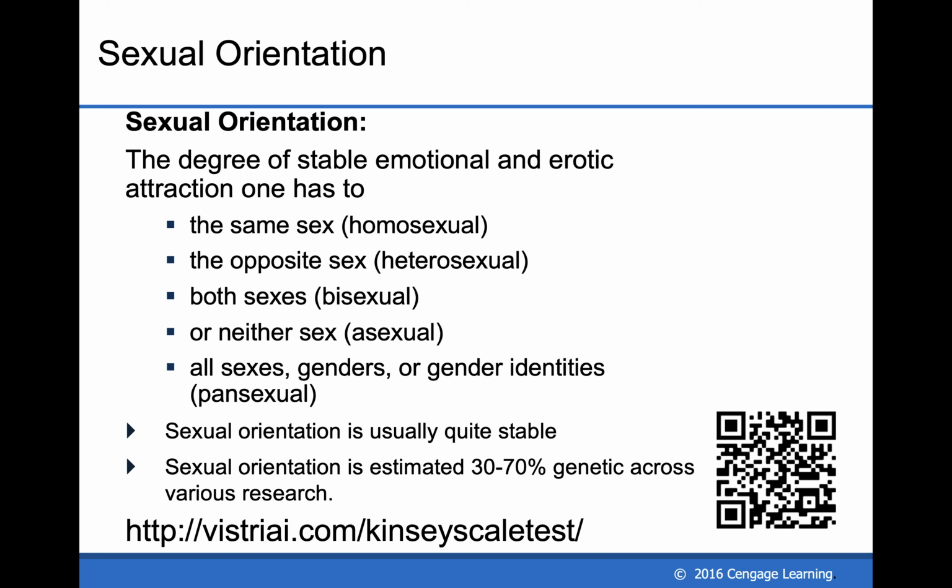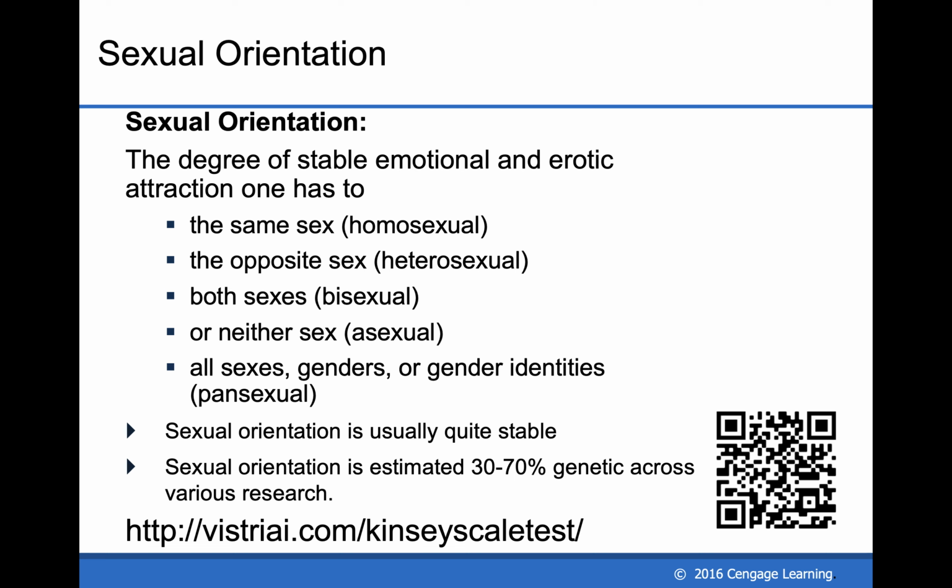They may be attracted to both sexes. This is bisexuality, or a person considered bisexual. Some people are attracted to neither sex, and they're considered asexual. Or people who are attracted to people of all sexes, genders, and gender identities are considered to be pansexual. There are some other terms coming into usage, so I didn't include those, not to say that they're not valid, but just to say that these are the most common categories that you'll hear.